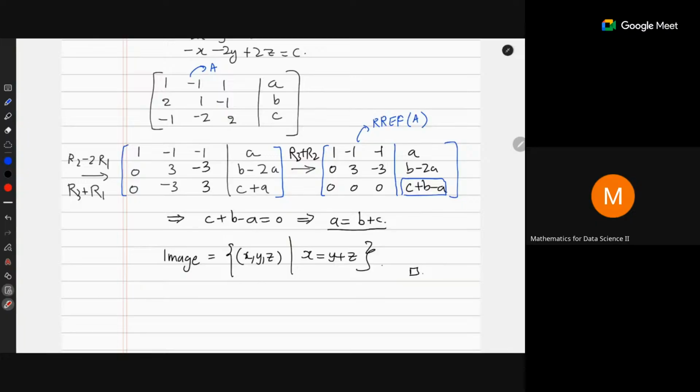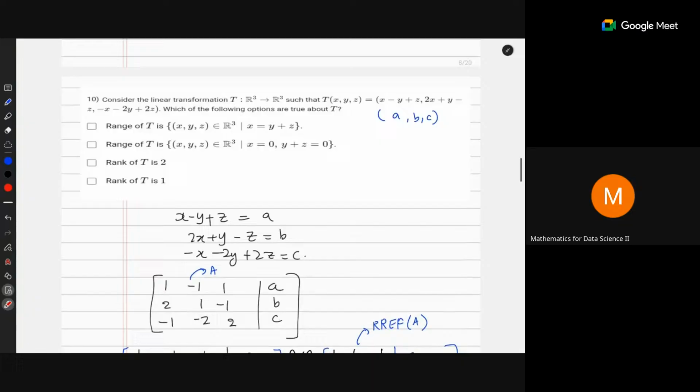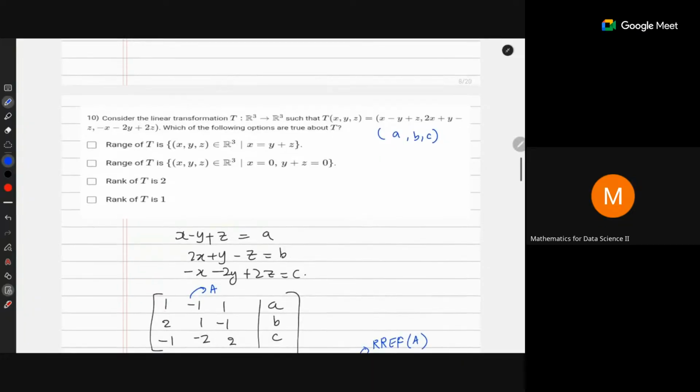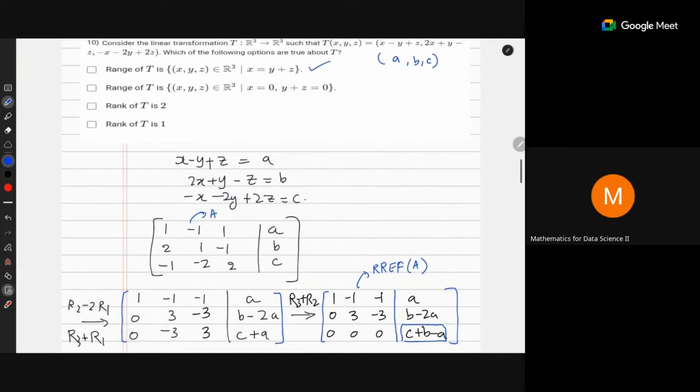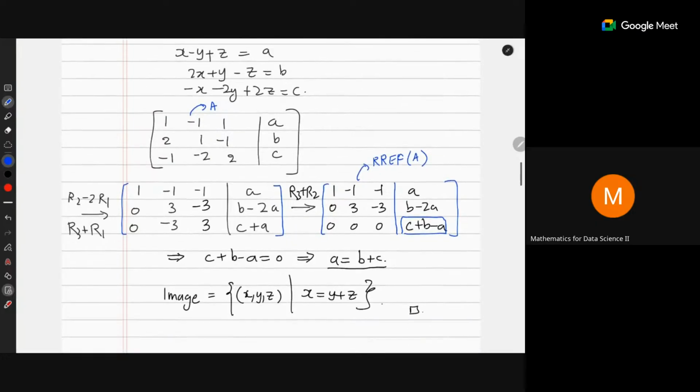Okay. So what would be the correct answer? First one. Now, what is the rank of this matrix? Just calculate the nullity. Once you know the nullity, rank is 2. Right. So option 1 and 3 are correct. Is this fine with everyone?